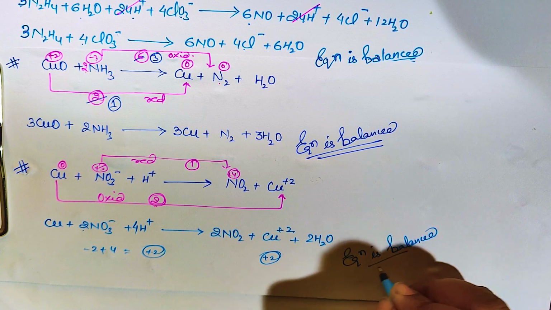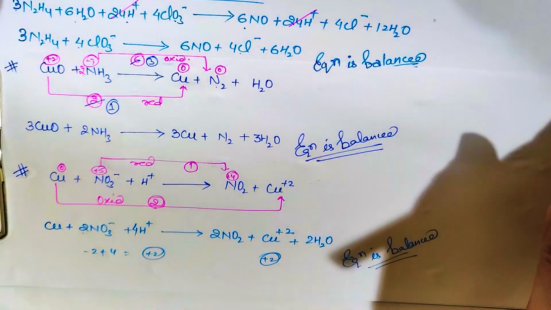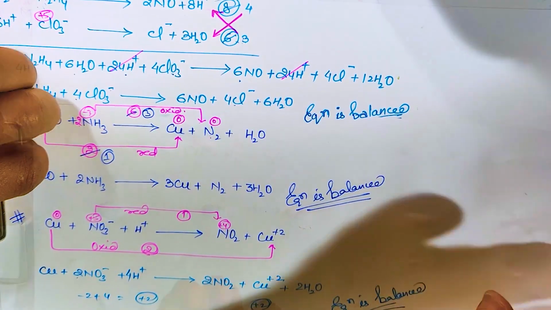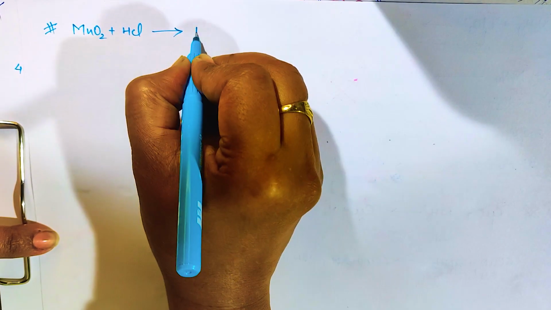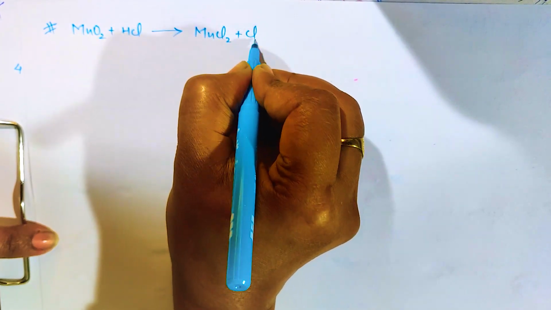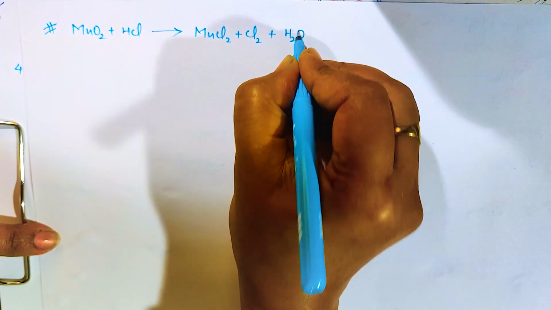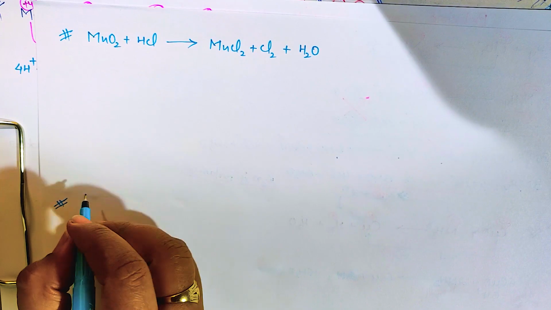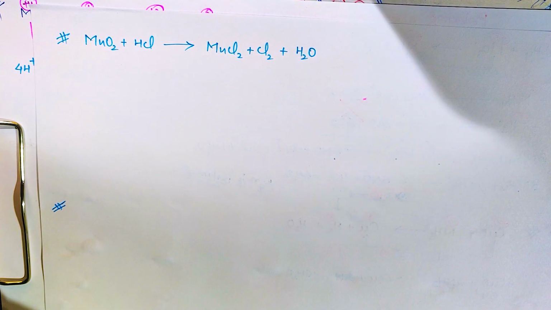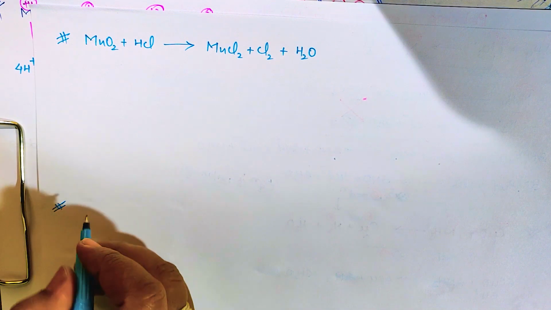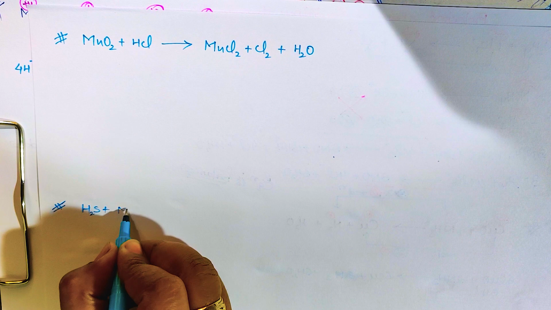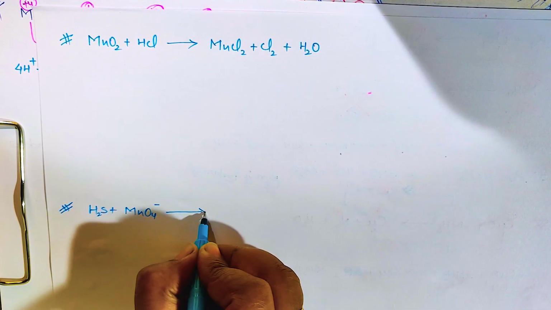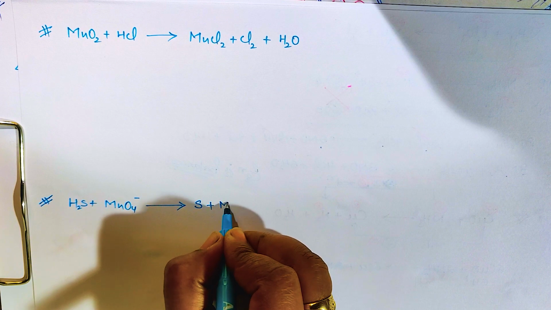Clear? Now a few questions I'm giving you as homework. You have to do them. So let me write the questions. The first is MnO2 plus HCl changes into MnCl2 plus Cl2 plus H2O. The second question you have to do is H2S plus MnO4 minus changes into S plus Mn2 plus plus water.